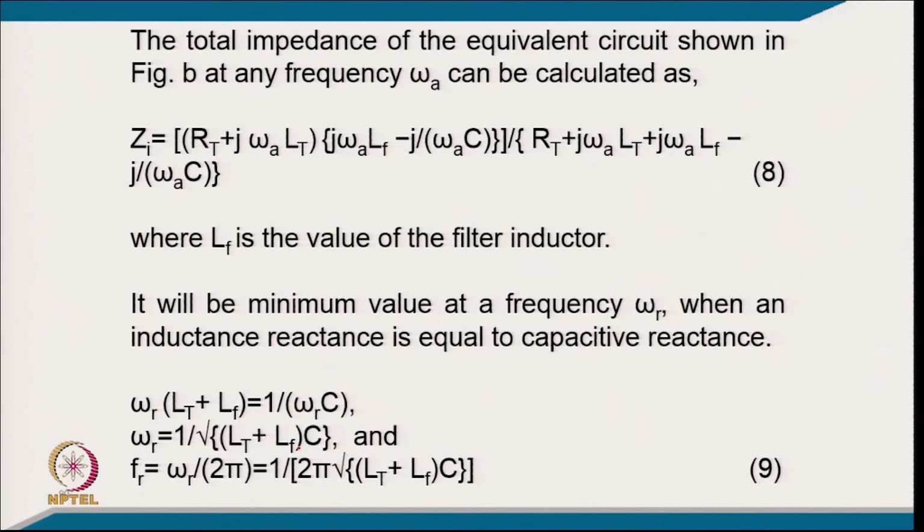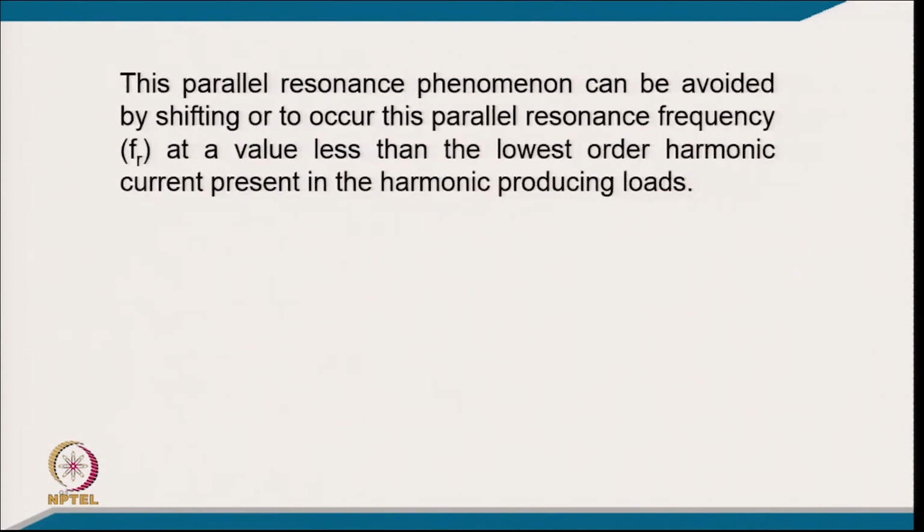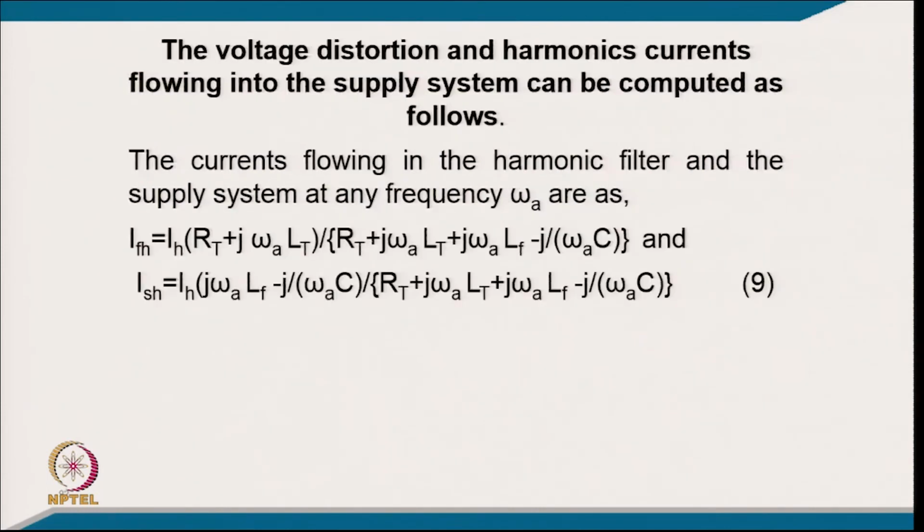From this, in place of L we have LT plus LF now, and C, and this new resonance frequency must be very far from any frequency which can really appear in the load. So, the parallel resonance phenomenon can be avoided by shifting this parallel resonance frequency FR to a value less than the lowest order harmonic current present in the harmonic producing load. So, the voltage distortion and harmonic current flowing in the supply system can be computed as follows.